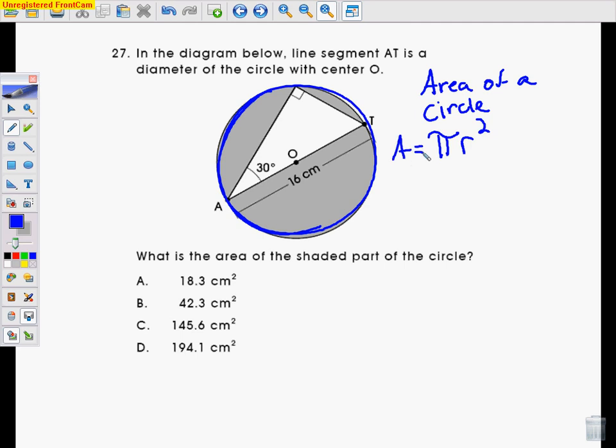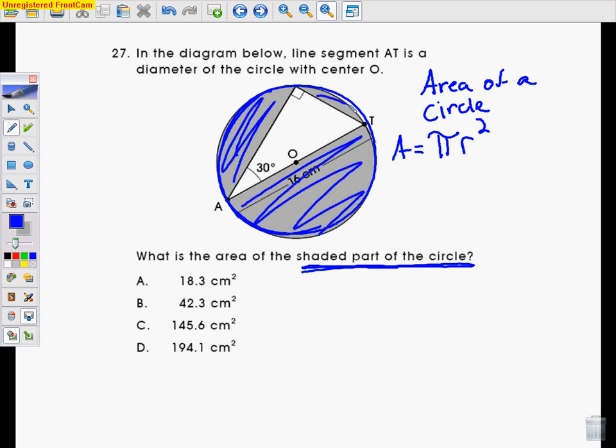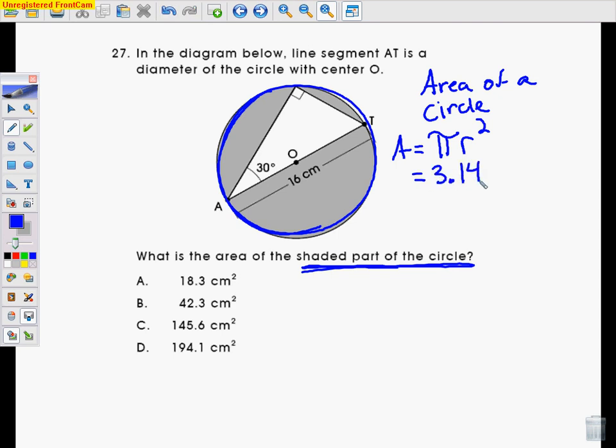So they want us to find the area of the shaded part of the circle. Okay, the shaded part. So that looks like it's going to be most of the circle, right? It's going to be all of this stuff in here, all of this over here, all of this over here. That's the area that they want us to find. So let's type in pi r squared. Pi, most of the time you're going to use the number 3.14. The calculator does have a pi button, but you should probably go ahead and just use 3.14 for pi. So pi times the radius, and what is the radius of this circle?